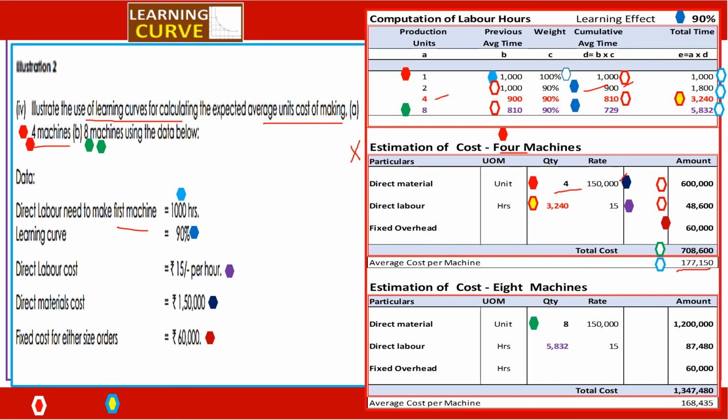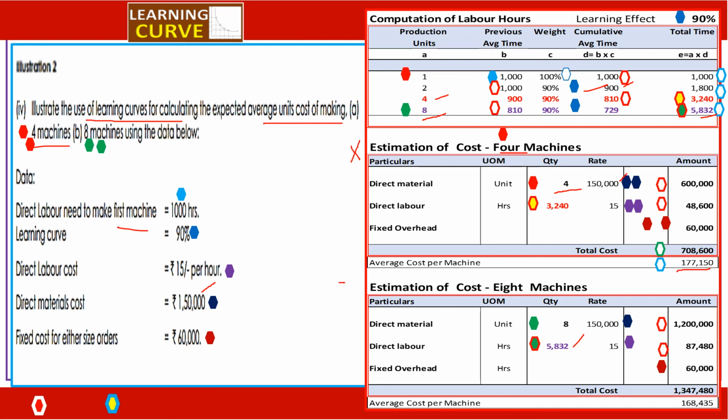Now, instead of 4 machines, you receive an order for 8 machines. What happens? Once again, this is not incremental. They are alternate, either this or that. If the order size is 8, I know 8 per unit material cost remains the same, 1,50,000. Rate per hour remains 15. Number of hours for 8 units will be 5,832. 1,50,000 into 8 is 12 lakhs. 15 into 5,832 is 87,480. Fixed cost is there.